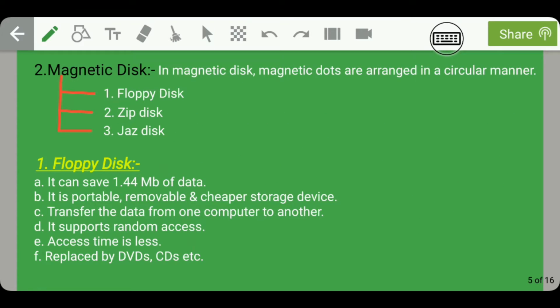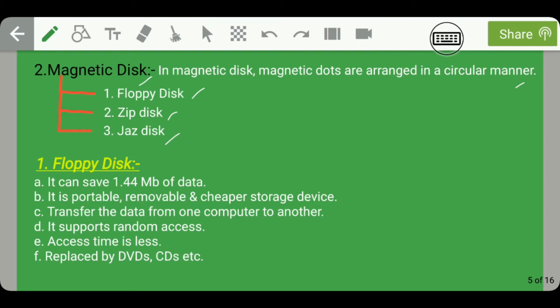Guys, second type of removable magnetic storage devices are magnetic disks. So this magnetic tape was replaced by magnetic disk. In magnetic disk, magnetic dots are arranged in a circular manner. So guys, there are basically three types of magnetic disks. First one is floppy disk, then comes zip disk and then comes jazz disk.